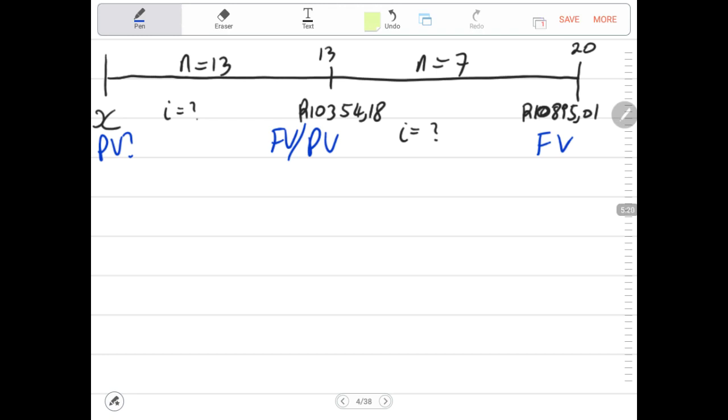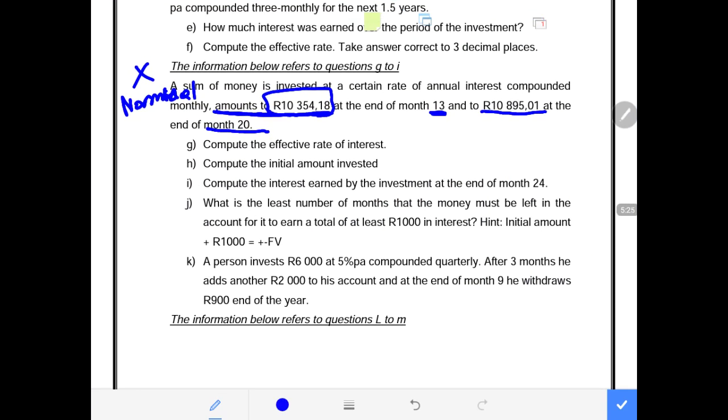Now, we then have to look at what we are required to do. We are required to compute the effective rate of interest. Remember, the effective rate of interest is the annual rate, not compounded monthly, not compounded quarterly, not compounded 3 monthly, not compounded 4 monthly, not compounded 6 monthly, but the annual rate of interest. And whenever you calculate the effective rate of interest, your N must be in years.